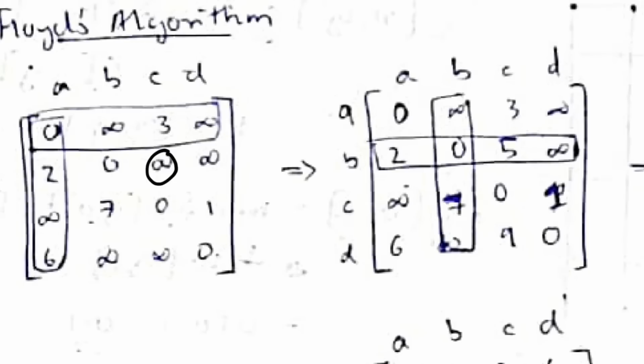Here we have to see the row and the column. Here I have 2 and here I have 3. What is 2 plus 3? It is 5. So I'll be cutting this and writing 5. Okay, so I have written 5 here.